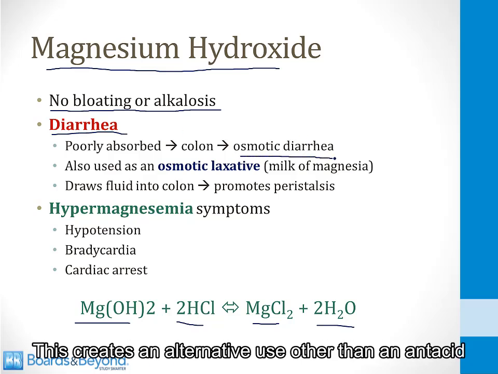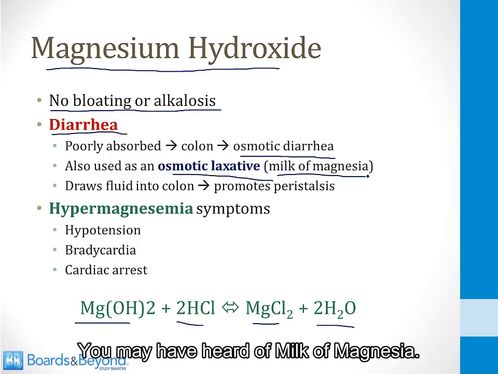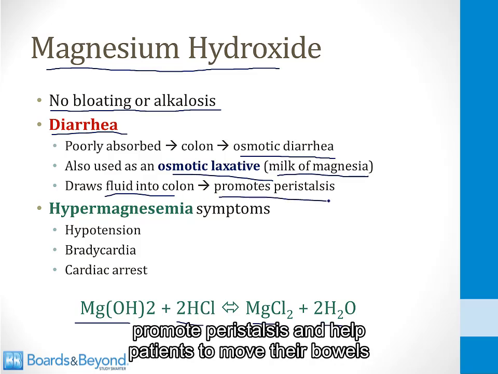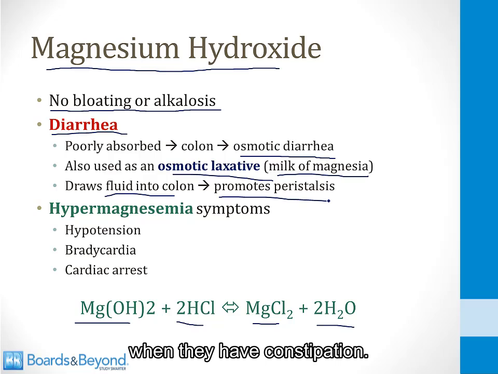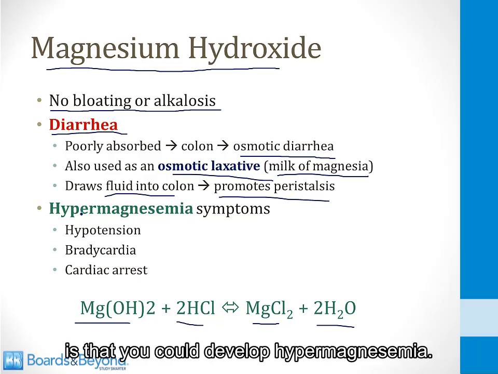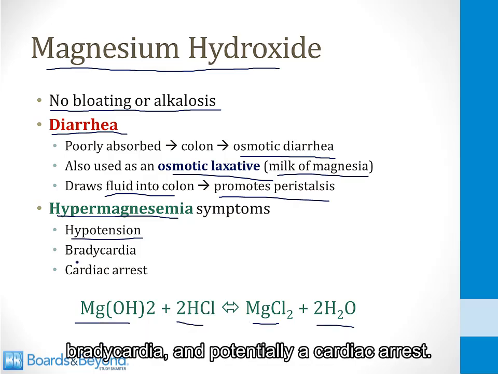This creates an alternative use other than an antacid for magnesium hydroxide, and that is as an osmotic laxative. You may have heard of milk of magnesia. This will draw fluid into the colon, promote peristalsis, and help patients to move their bowels when they have constipation. Another potential side effect if you took a very large amount of magnesium hydroxide is that you could develop hypermagnesemia. The symptoms of hypermagnesemia include hypotension, bradycardia, and potentially a cardiac arrest.